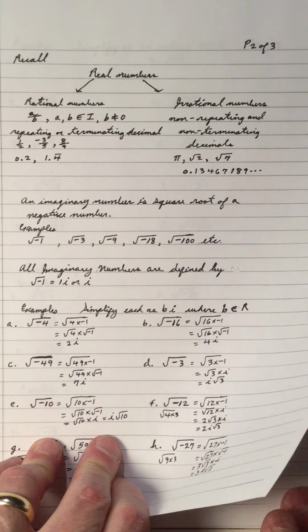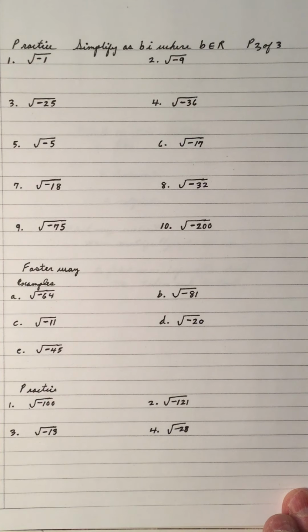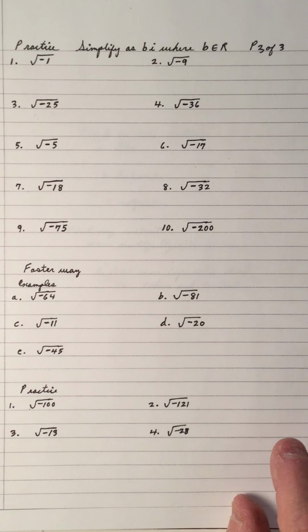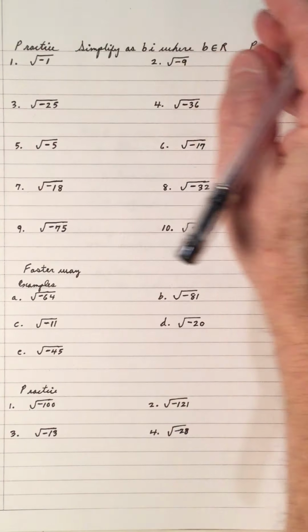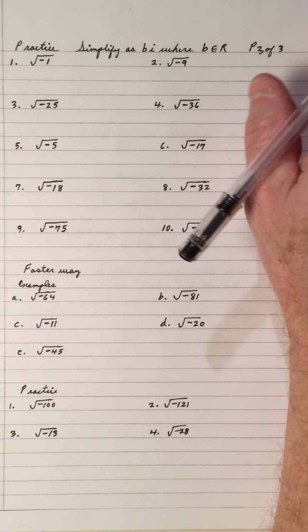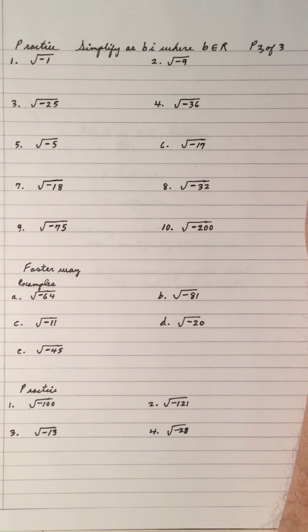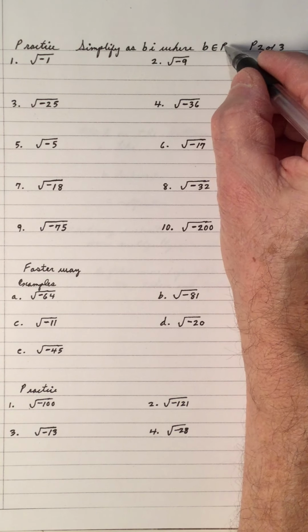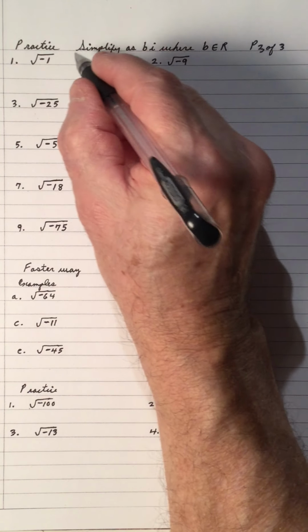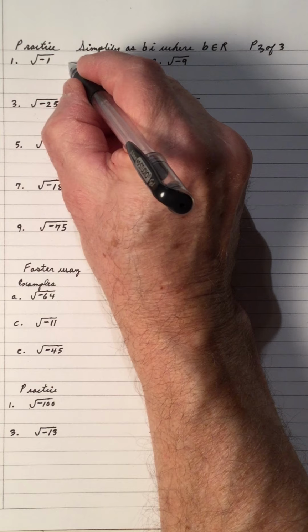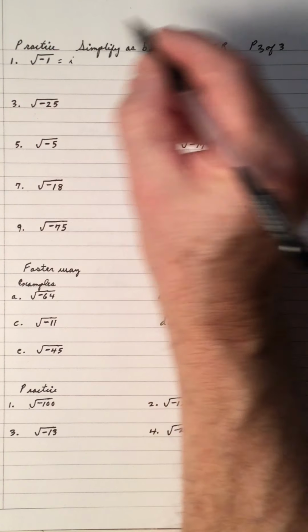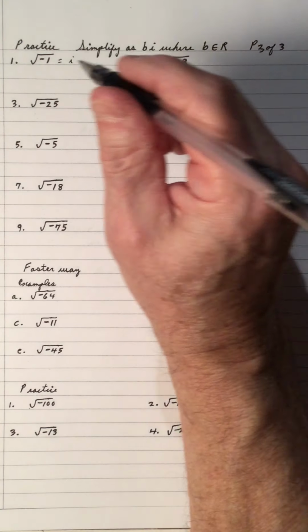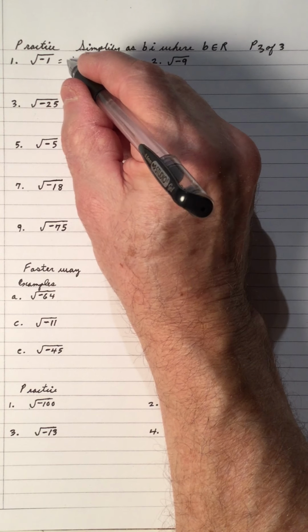So let's continue. And we have a practice page. So pause your video and work each of these out. Press play when you get them done to see how well you're doing. Simplify each as bi, where b is a real number. So the square root of negative 1 is just i. That's by definition. The square root of negative 1 is i, 1i.